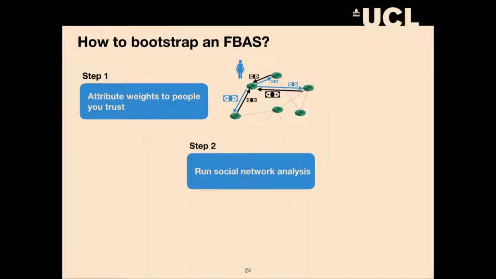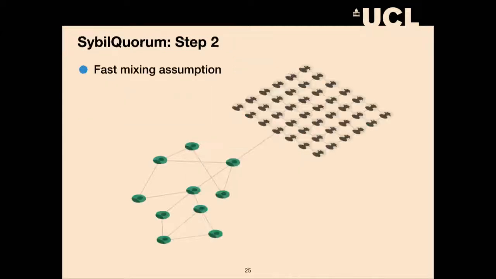So now step 2. Step 2 is we run a social network analysis. So this relies on the fast mixing assumption. And the idea is to say, let's imagine that the network looks like this. So this is a very idealistic attack where we have a lot of very well-connected sybil regions in gray on the slide. And then you have the normal network with all the nodes, the honest nodes, let's say, or potentially some of them are dishonest, but they're not making the sybil attack in green.